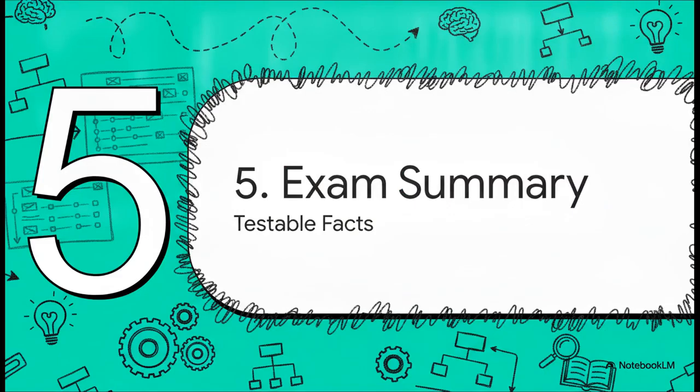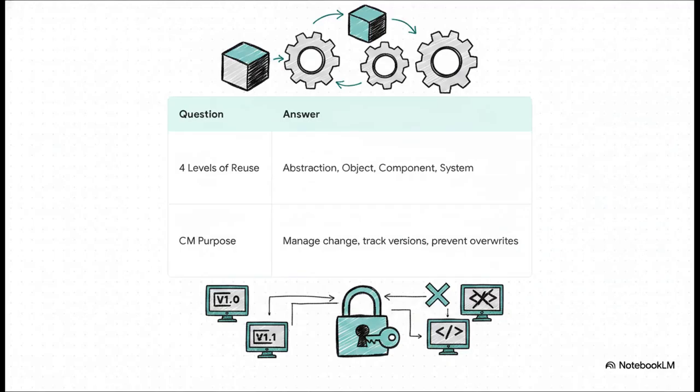And finally, Part 5, Final Exam Summary. We have covered a lot of ground today, and I really want to explicitly point out that understanding these real-world logistics is exactly what separates a simple student programmer from a true professional software engineer. Here are the key testable facts that are highly likely to pop up on your exams.